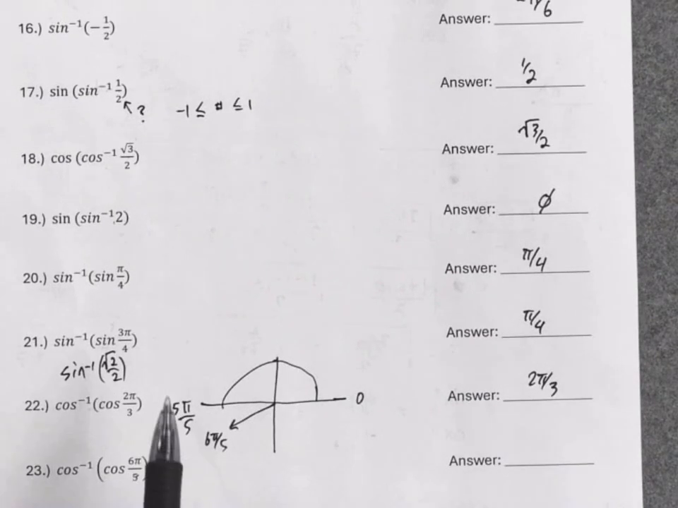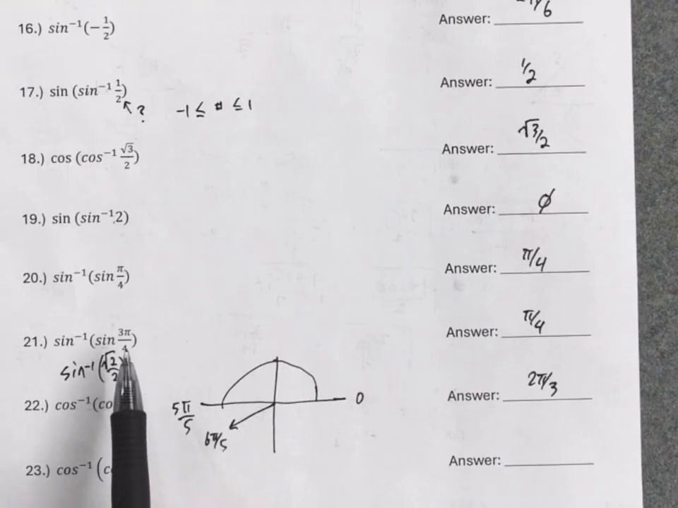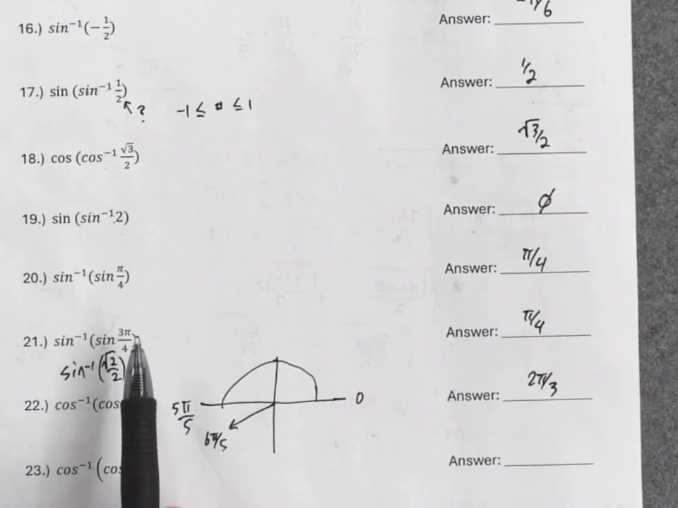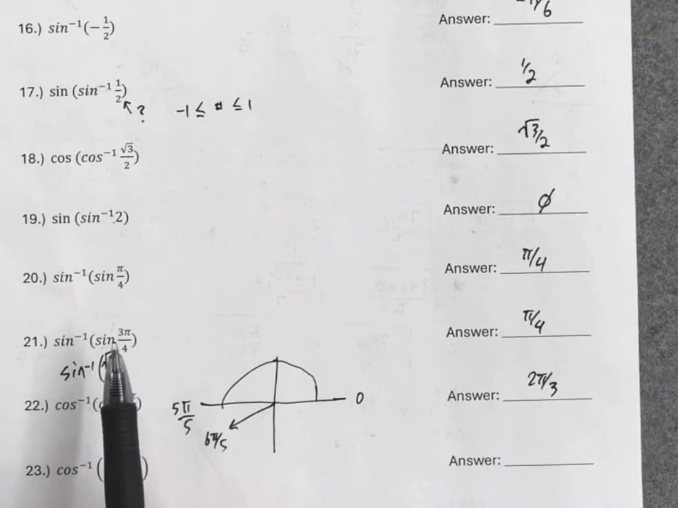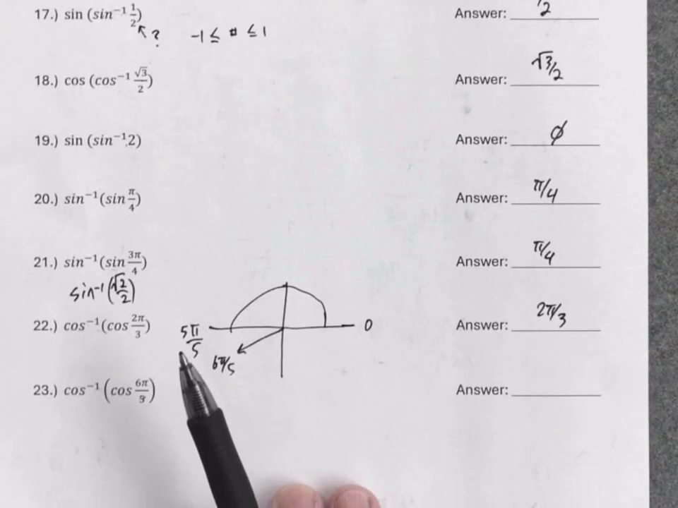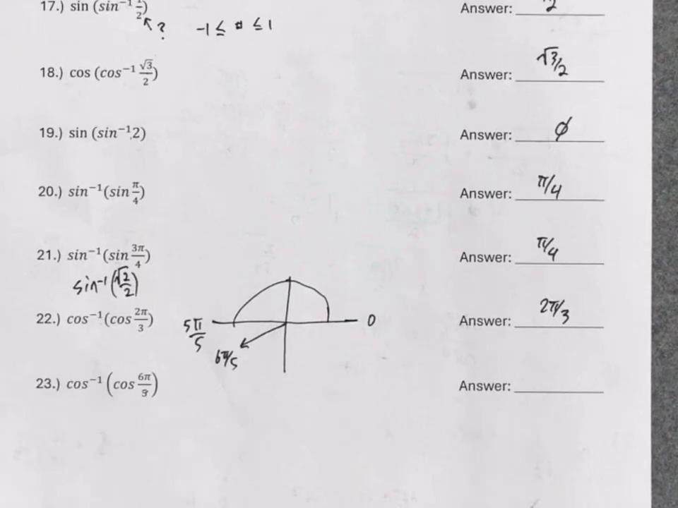Now, unlike the previous problem, where 3 pi over 4 was not in the allowed region, but because it was a special angle we were able to work this out inside out and got the answer, down here 6 pi over 5 is not a special angle. So now we have to use the principle of reference angles to find the answer to this problem.